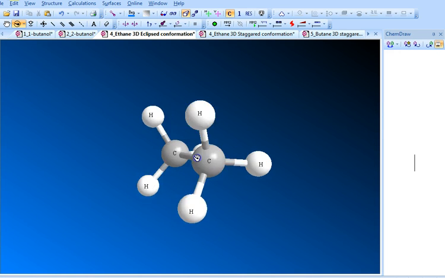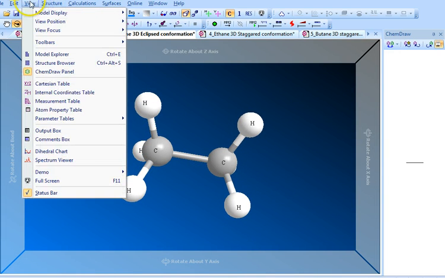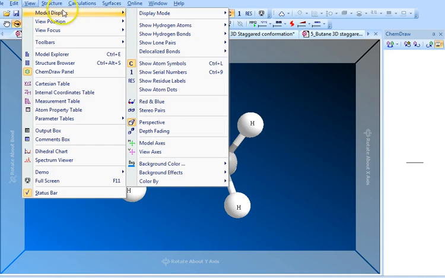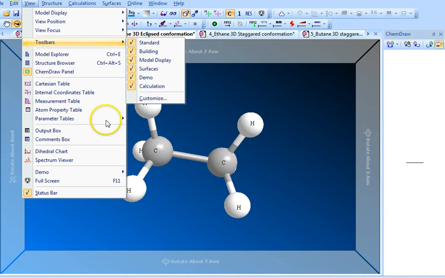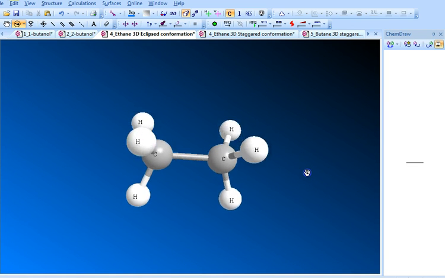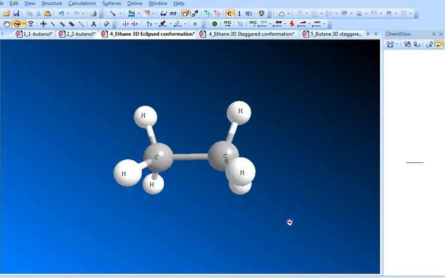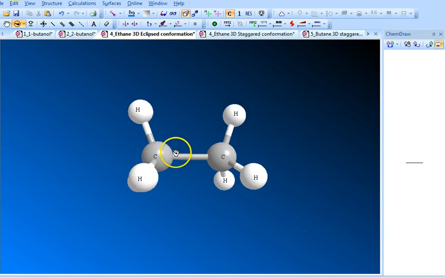Okay, now let's see the space filling model for this one. So many times students don't understand that this is not an actual model. This is not how the molecules actually look. The bonds are not like a stick between the atoms. These two round things are invading each other's space, and that's how the bonds are formed, right?